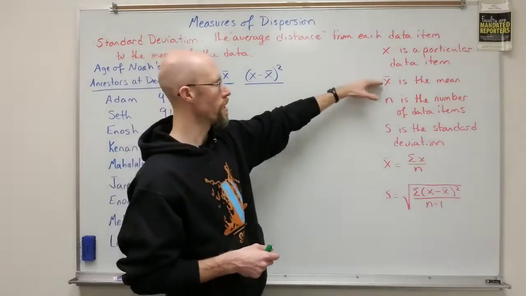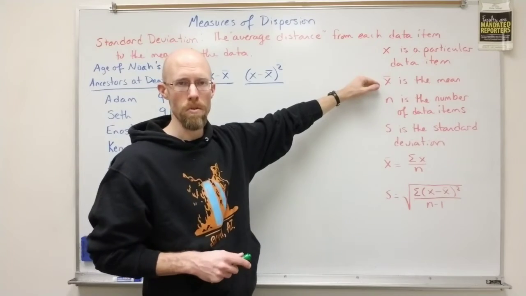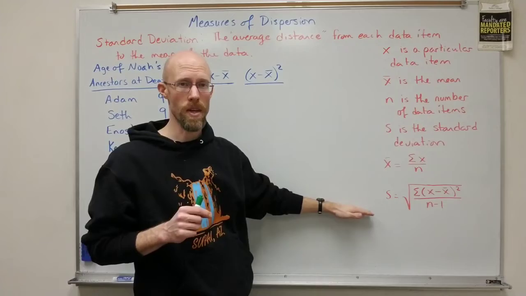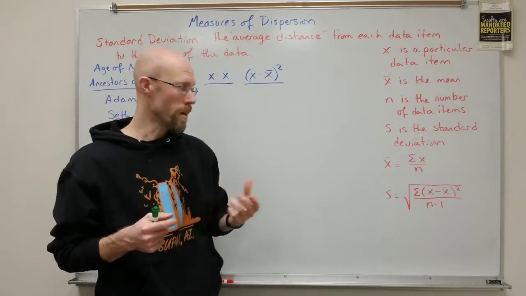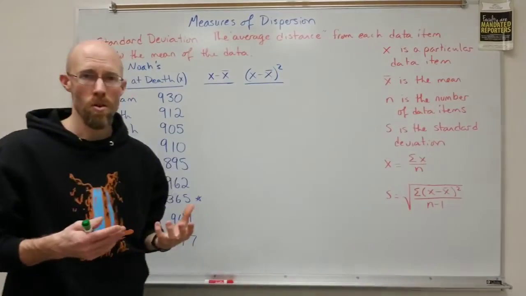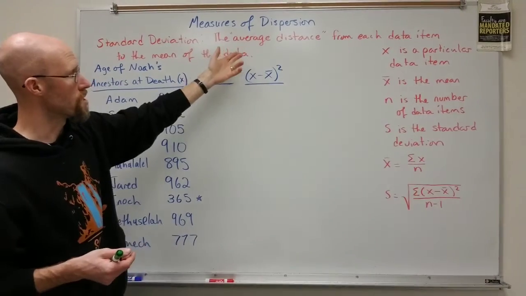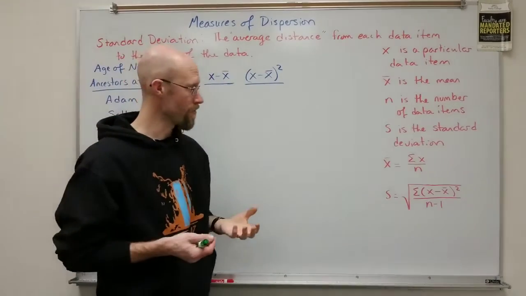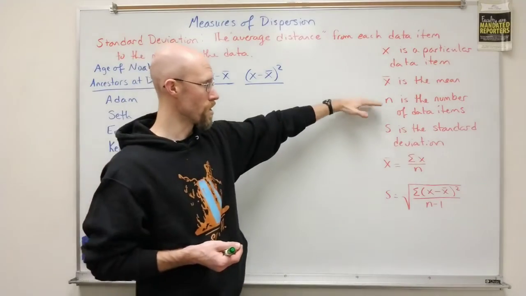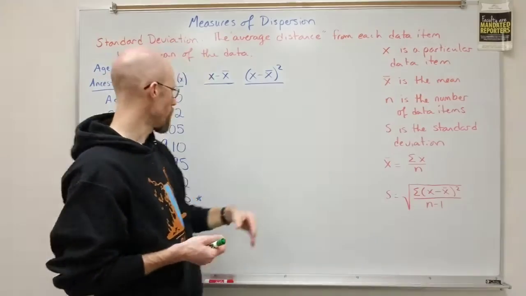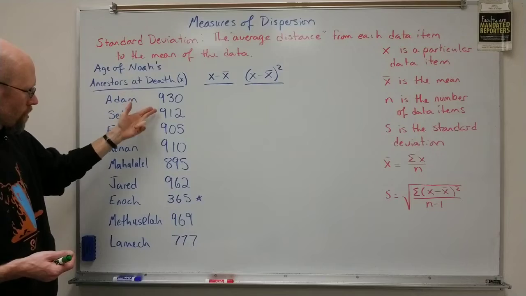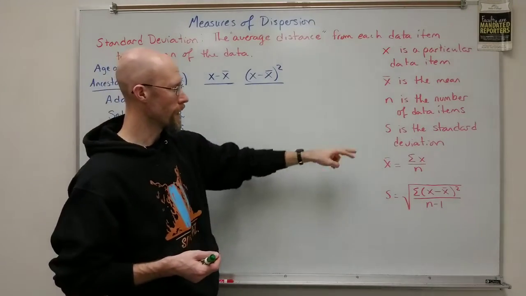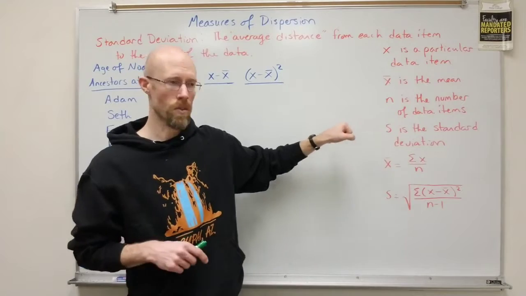X bar is the mean. We've seen that notation before. We have to calculate the mean in order to calculate the standard deviation because the mean is part of this whole thing, right? I mean, it is the average distance from the data item to the mean. So we gotta know that mean, all right? N is the number of data items, which in our case here is going to be 9, I believe. 1, 2, 3, 4, 5, 6, 7, 8, 9, yep. And then S is our standard deviation, okay?